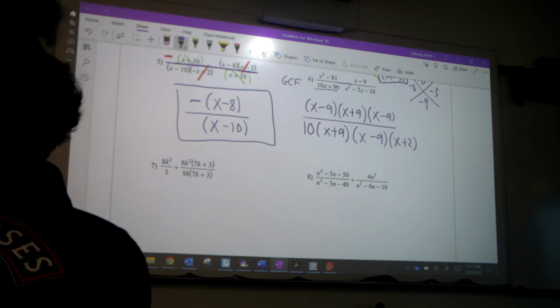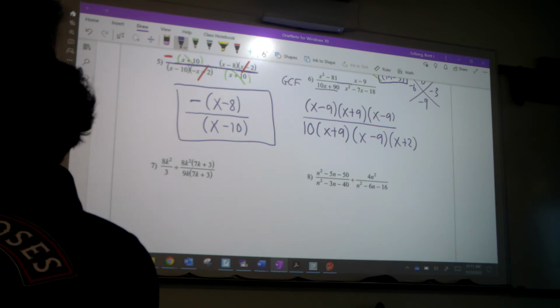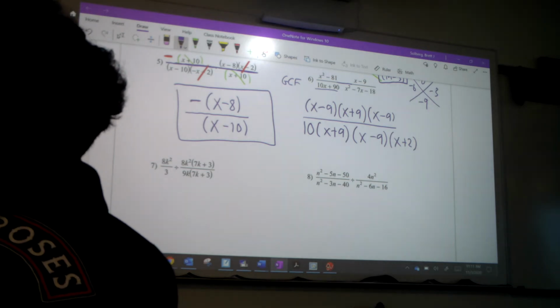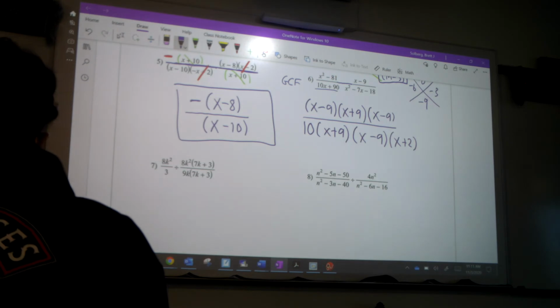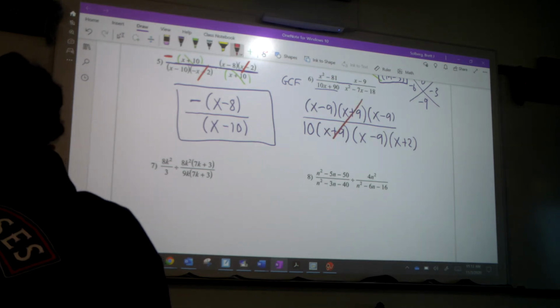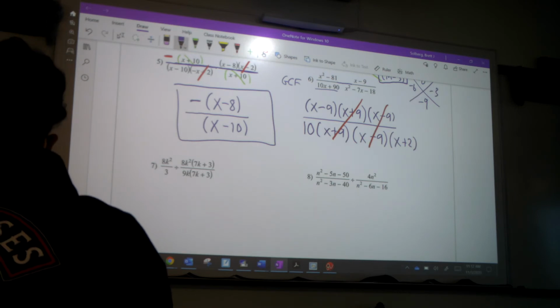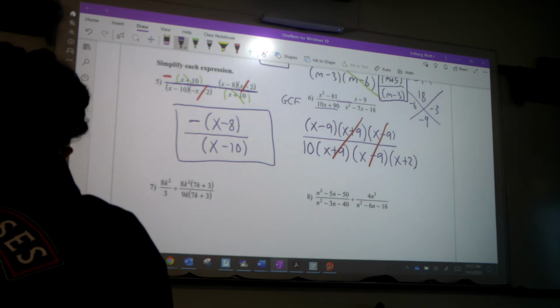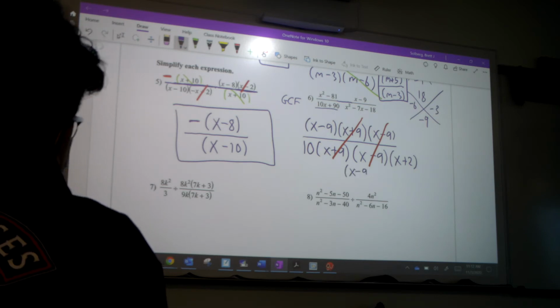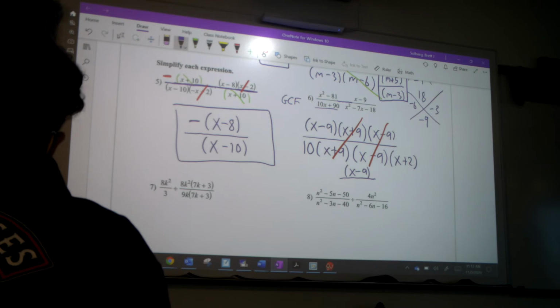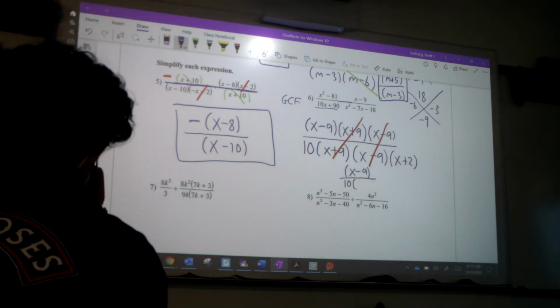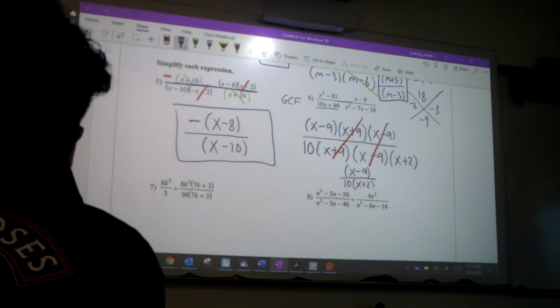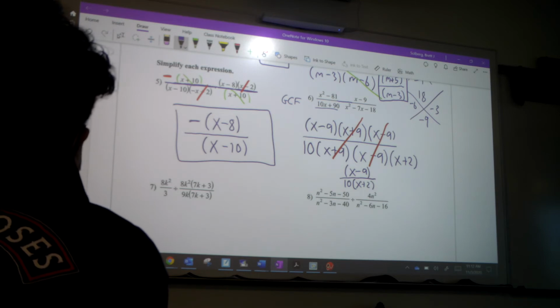So let's go to Maddie. Tell me what I can cross out here. The x plus 9 one on top. Anything else? The x minus 9. And there you go. So what's left over? There's an x minus 9 in the numerator, a 10, and an x plus 2. And that's your final answer.